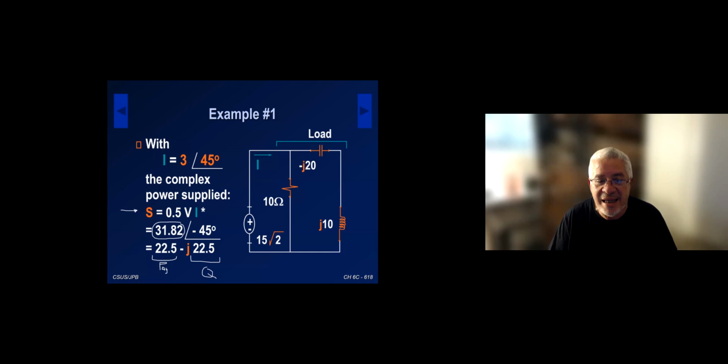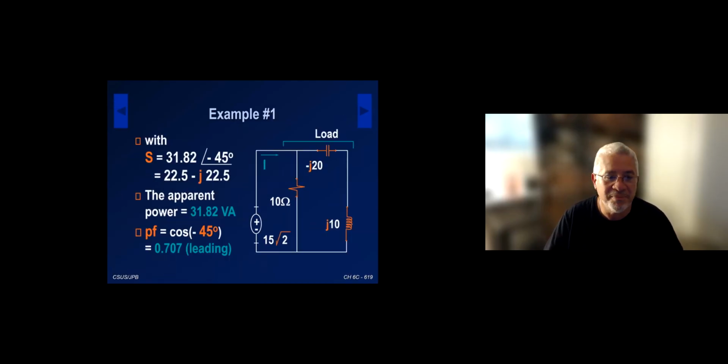And I can see that essentially I can determine whether it's lagging, leading, and so on. So this is obviously a capacitive circuit because Q is negative. So I can also give that statement to that effect. But again, we've calculated that the apparent power is 31.82 volt-amperes. The power factor is the cosine of the phase angle of the complex power. And then I can state that it is leading because the angle of the current is ahead of the angle of the voltage. So all of those things are in the complex power.